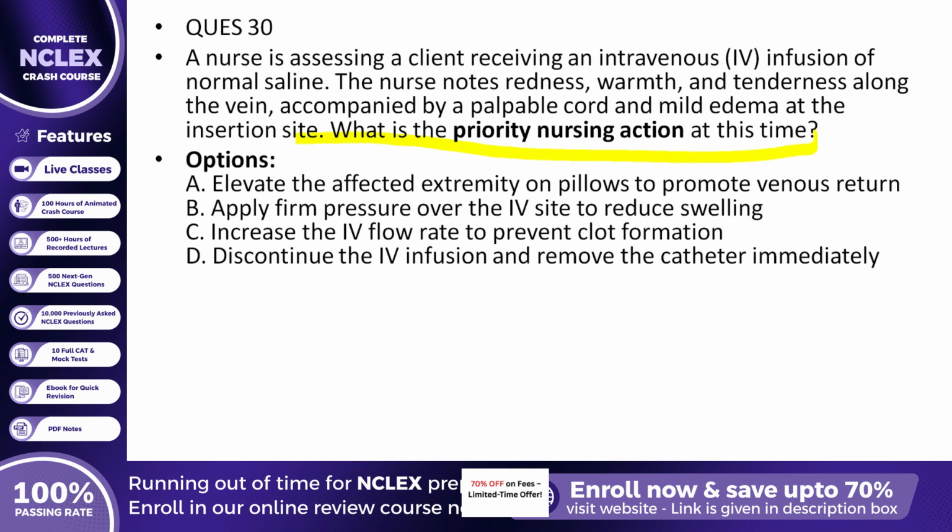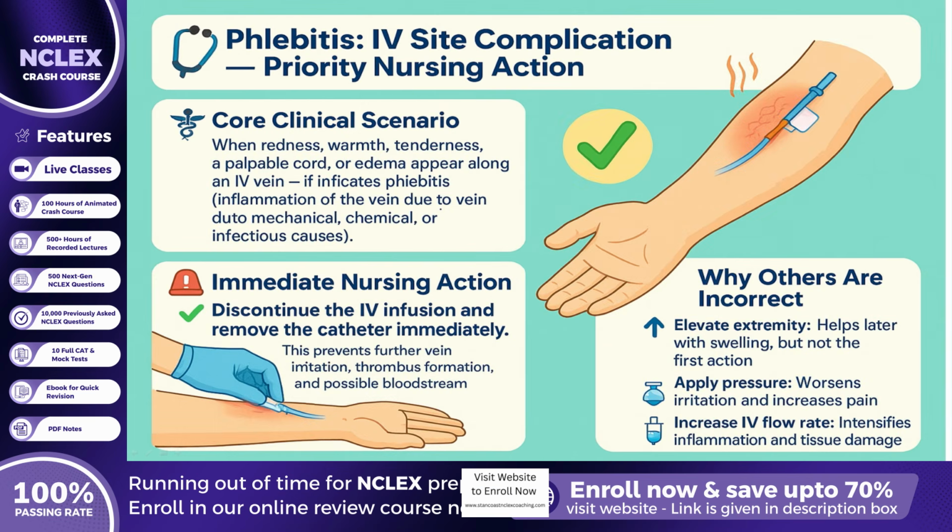The correct answer is Option D. Discontinue the IV infusion and remove the catheter immediately. Now, let us unpack the reasoning behind this. This question highlights a nurse's clinical judgment in managing complications related to intravenous therapy, specifically phlebitis, which is the inflammation of a vein caused by mechanical irritation, chemical damage, or infection. The key signs, redness, warmth, tenderness, and a palpable cord, indicate that the vein's inner lining is inflamed.